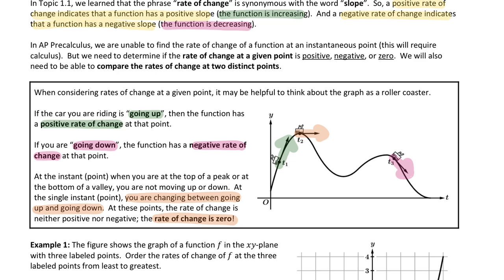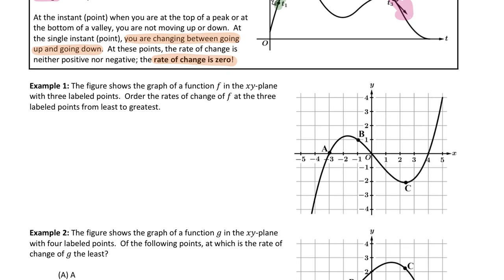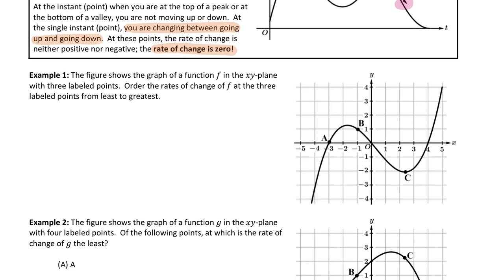So for example, making it not look like a roller coaster, but again, you can still think about it. Example 1 here says the figure shows the graph of a function f in the xy plane with 3 labeled points, A, B, and C. Order the rates of change of f at the 3 labeled points from least to greatest.